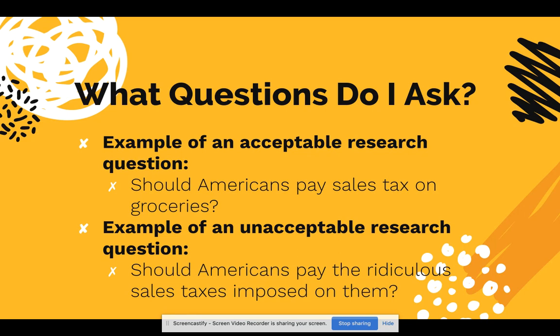But the next one is unacceptable, and I think you can see why. Should Americans pay the ridiculous sales taxes imposed on them? So not only is it not specific to what kind of sales tax, but it's also using a judgment word, which is a negative adjective.